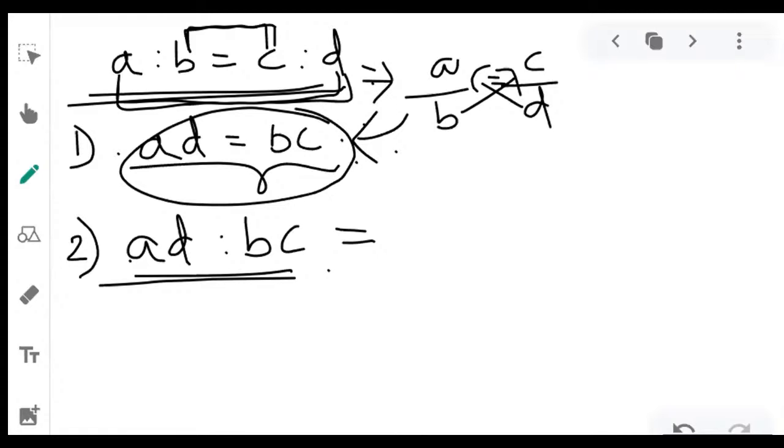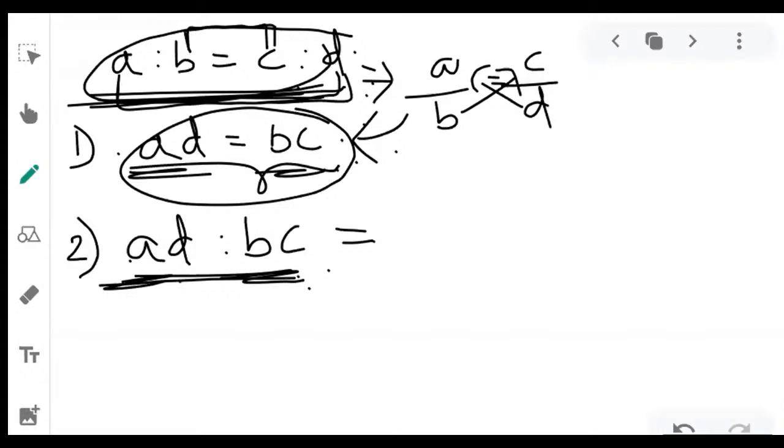Nandini, what is the value of AD is to BC? What is this ratio? A is to B equal to C is to D is my condition. Okay, this is a given. So from this I found out that AD is equal to BC. Then what is the ratio of AD is to BC?